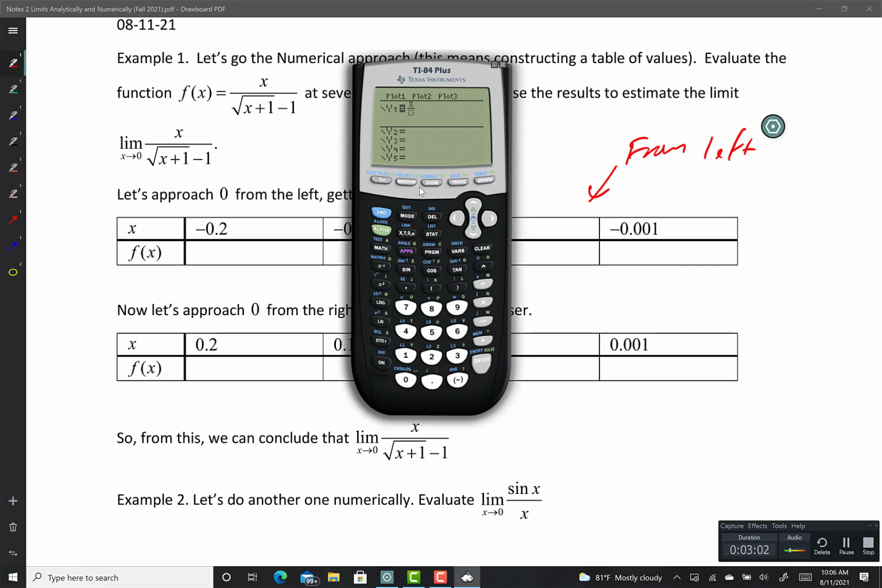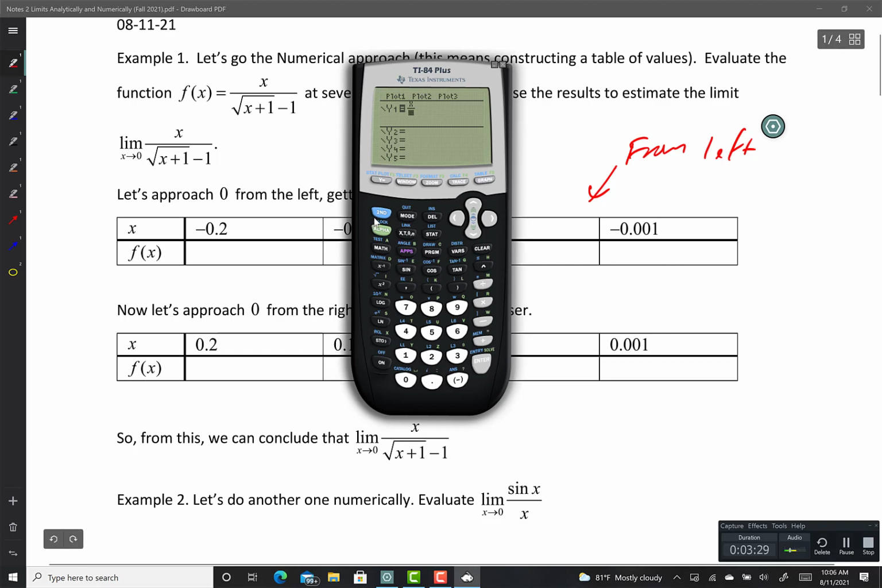The y equals is top left-hand corner. So push that. You got to push y equals first. I press y equals and then I press alpha y equals. And now push enter. And then if you push alpha y equals, you get the whole numerator denominator thing. So there's my little fraction.